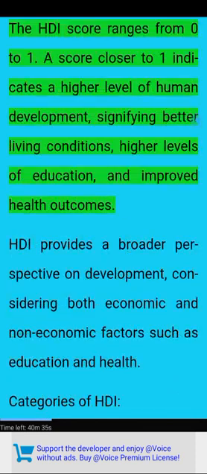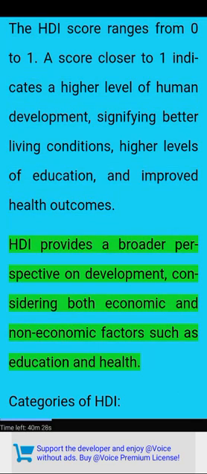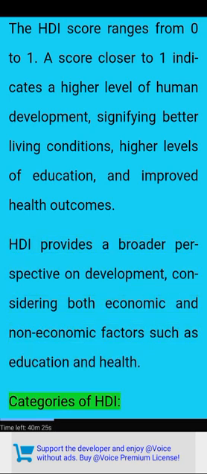Interpretation of HDI. The HDI score ranges from 0 to 1. A score closer to 1 indicates a higher level of human development, signifying better living conditions, higher levels of education, and improved health outcomes. HDI provides a broader perspective on development, considering both economic and non-economic factors such as education and health.